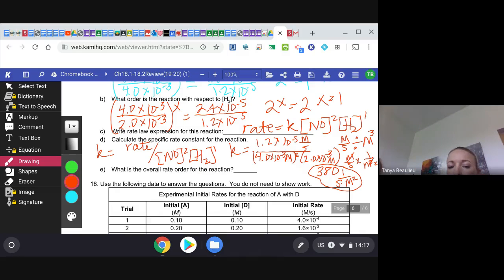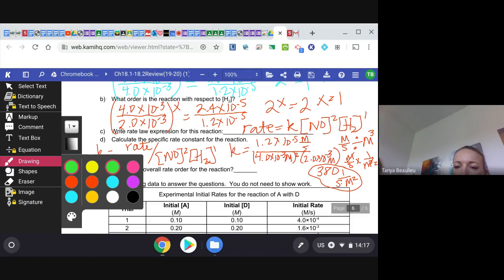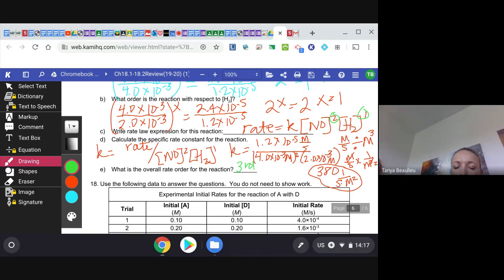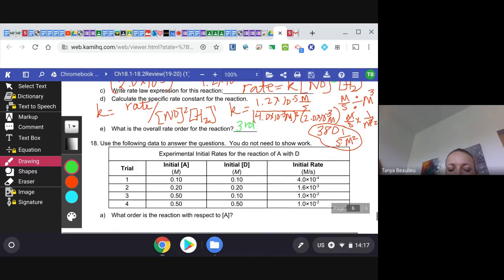The overall rate order for the reaction, you add up our exponents. So we're going to add up 2 plus 1, which is 3. So it is third order overall there. Sorry for the small space. I should have made this space much bigger here.